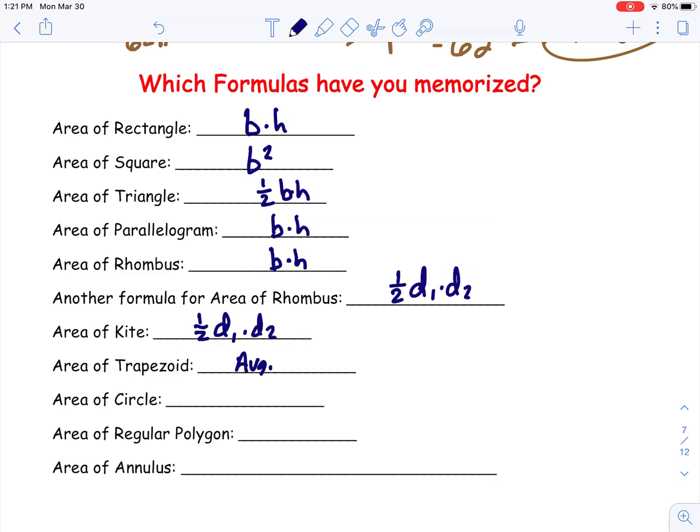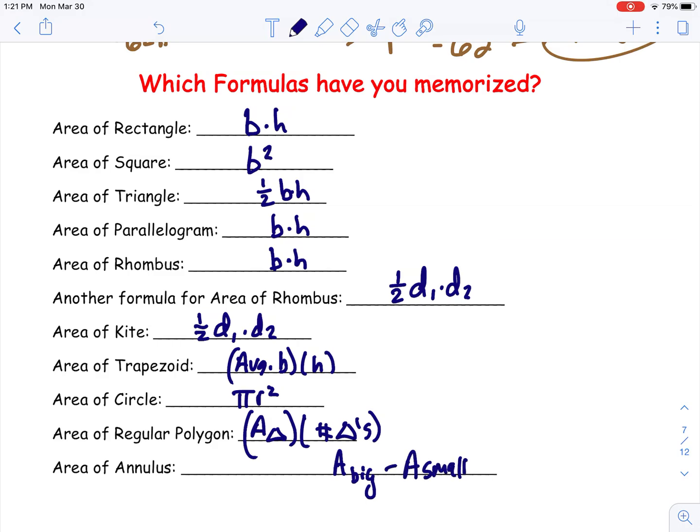The trapezoid was our average base times our height, again, just like the parallelogram. The circle is pi r squared. The polygon is the area of the triangle times how many triangles you have. And the annulus is the area of your big boundary minus the area of your small boundary or boundaries.